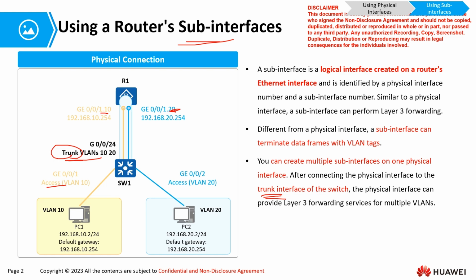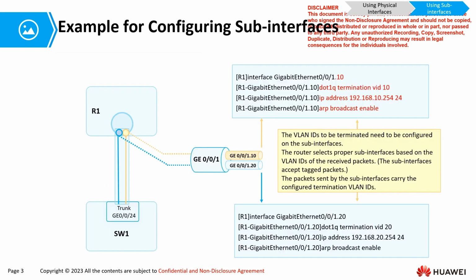Okay, for a physical interface you use an access interface, but for the sub interface you have to use a trunk. Recall also how you enable the sub interface: you have to ensure that you terminate your VLAN tag here and forward to the other side. And you also have to enable ARP broadcast, to broadcast your VLAN tag terminations on the sub interface.